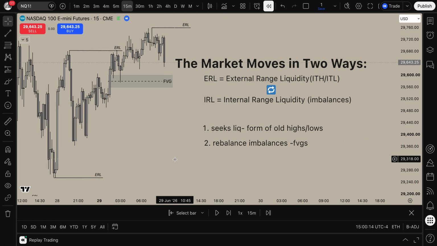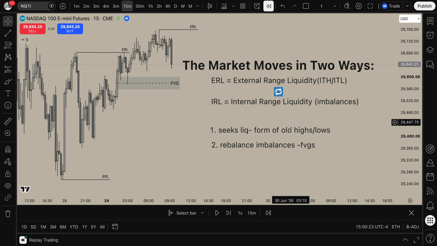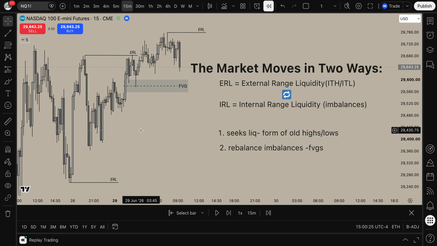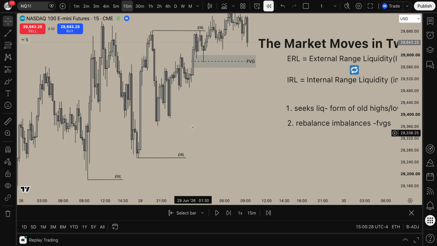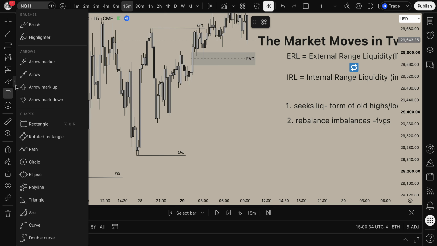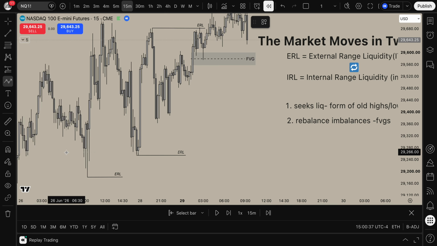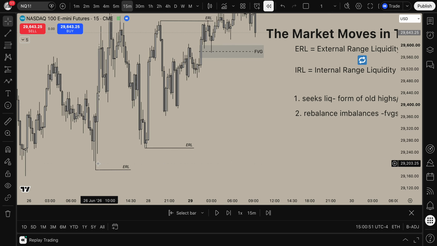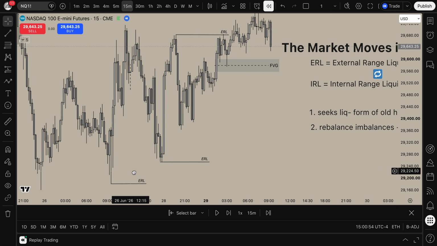Okay, so obviously identify them as fair value gaps. So ERL is external liquidity. External, so this obviously will cover old highs and lows. The way you guys identify this on the chart, take a look here. A swing low is this movement down and a movement up, where the middle candle is just lower than the candle on the left and the right, as well as the registration here printing a wick.